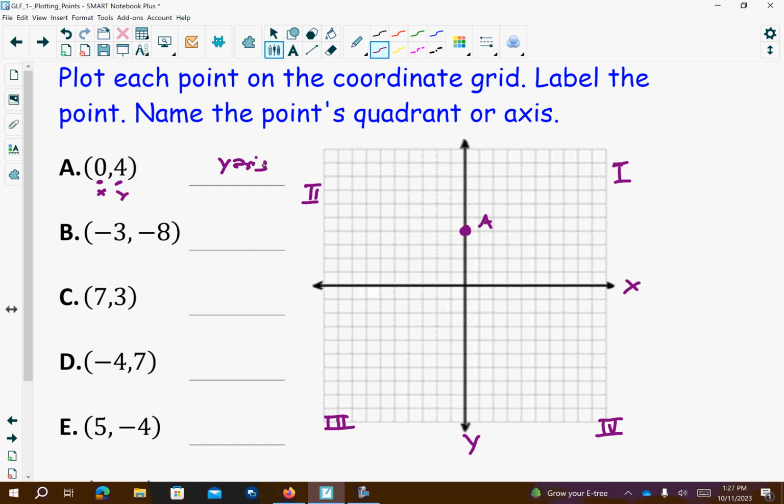Next one, (-3, -8): I'm going to go back 3, 1, 2, 3, count backwards, then down 8, 1, 2, 3, 4, 5, 6, 7, 8. This is letter B, in quadrant 3. Then (7, 3): right 7, 1, 2, 3, 4, 5, 6, 7, and up 3. That's letter C, in quadrant 1. Then (-4, 7): left 4, up 7, 1, 2, 3, 4, 5, 6, 7. That's letter D, in quadrant 2.